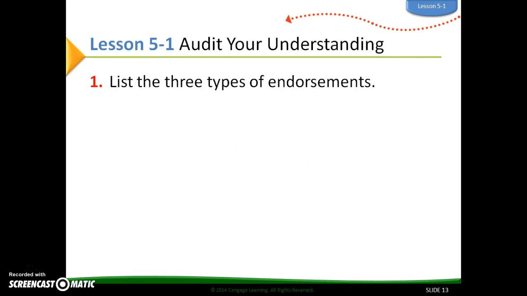So, quick audit of our understanding. 3 types of endorsements. We should be able to identify all 3. The steps that we need to prepare a check stub, and the steps to prepare the check. Please also remember that you want to make sure you do the stub first before you write the check. Looks like that's the end of lesson 1 in chapter 5.